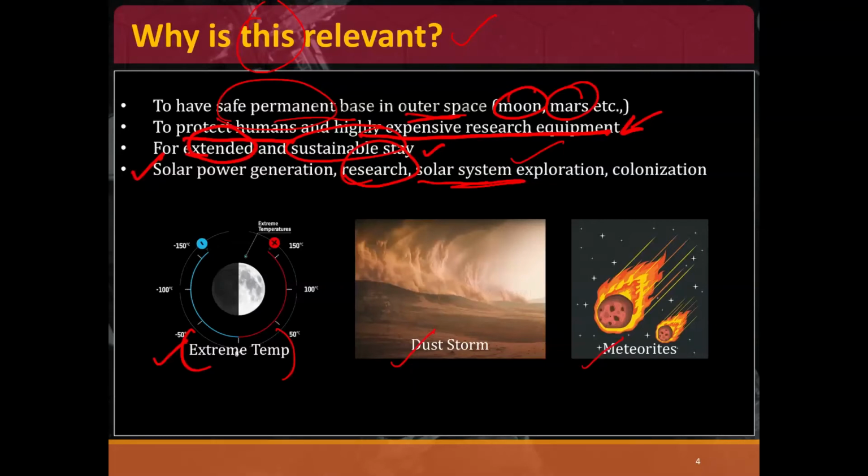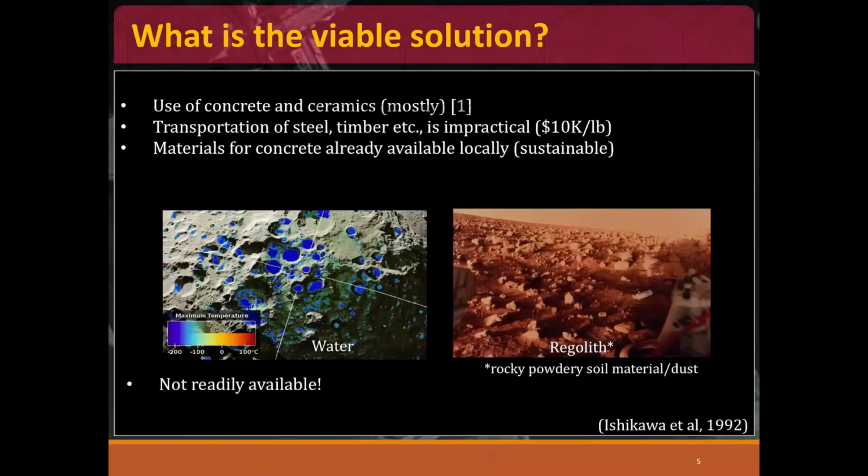And we want to protect them from dust storms, especially on the surface of Mars. There is also a very common problem associated with meteorites falling from outer space, bombarding these research equipment, and it can also be deadly to humans. So what can be the viable solution?